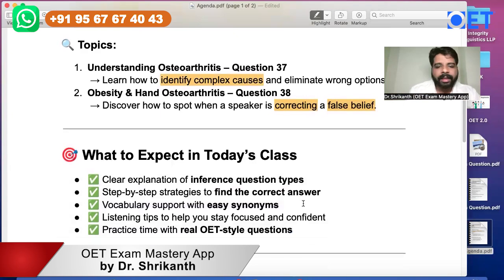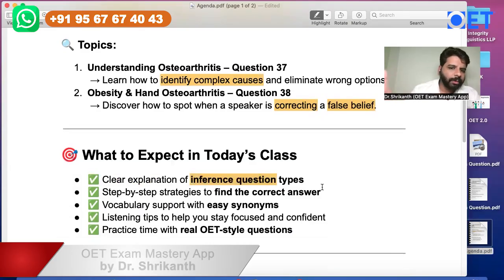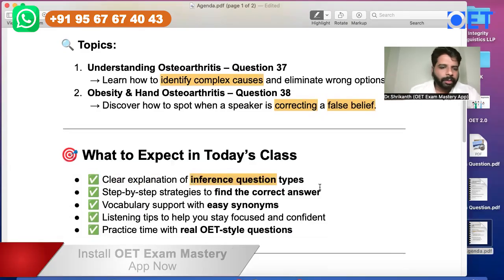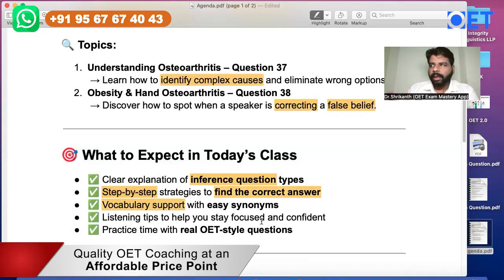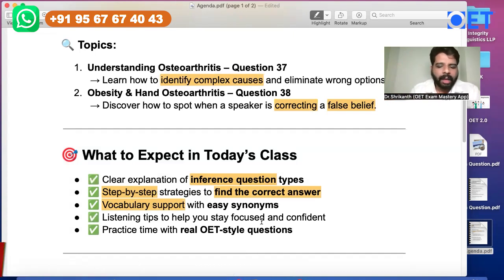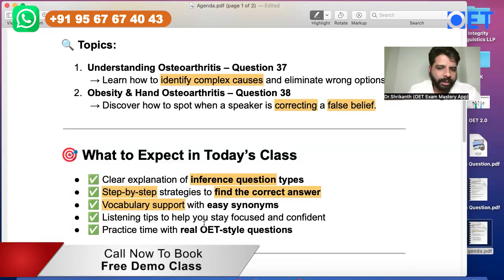What to expect in today's session? You can expect a clear explanation of what inference type questions are, and step-by-step strategies on how to find the correct answer for inference type questions. Then we will do some vocabulary support, because the OET is not going to repeat the same words in the question and the audio. They use paraphrased speaking, so you need access to an advanced vocabulary range. We'll do a synonym matching exercise as well.